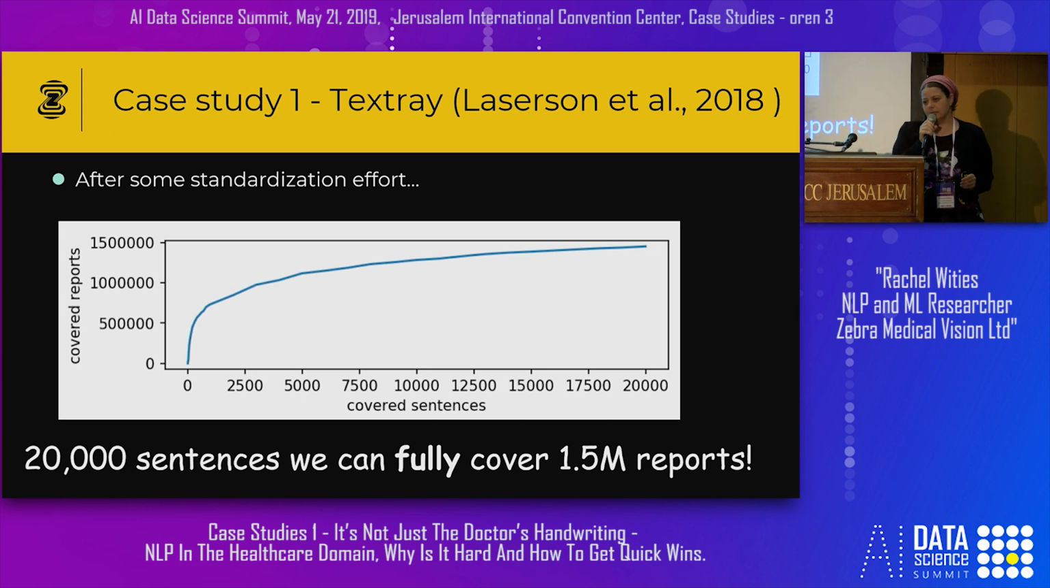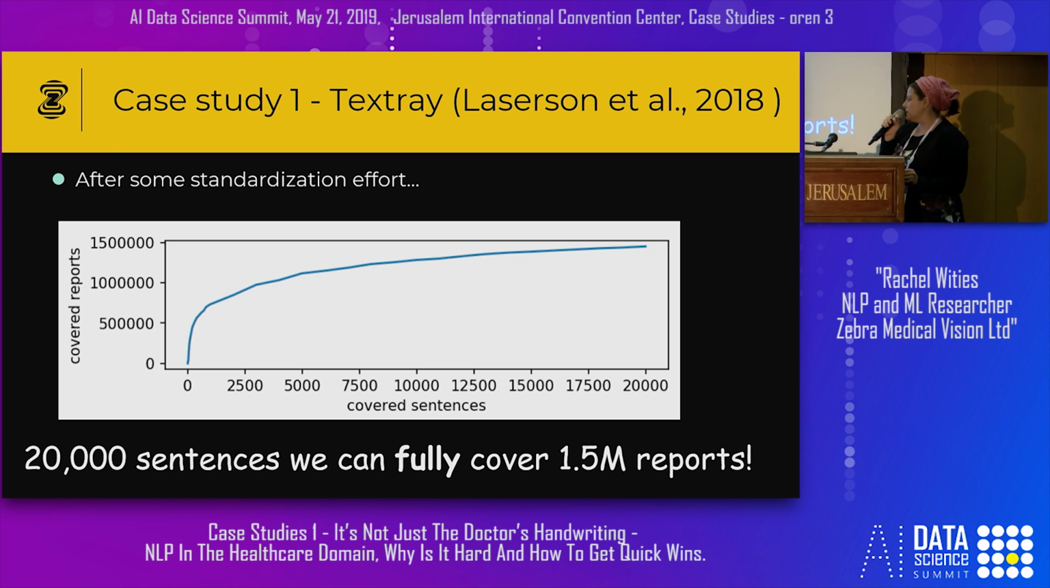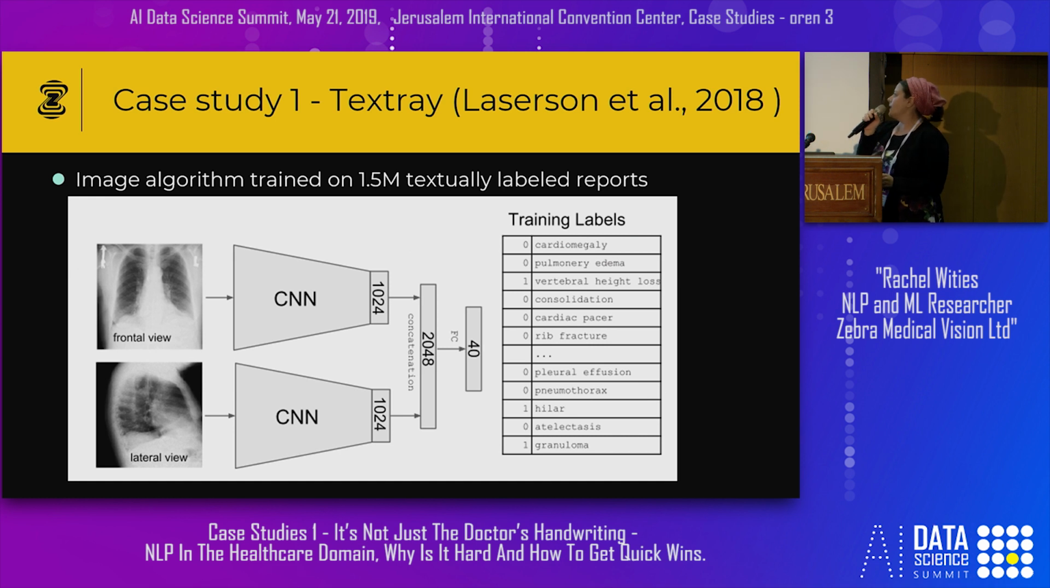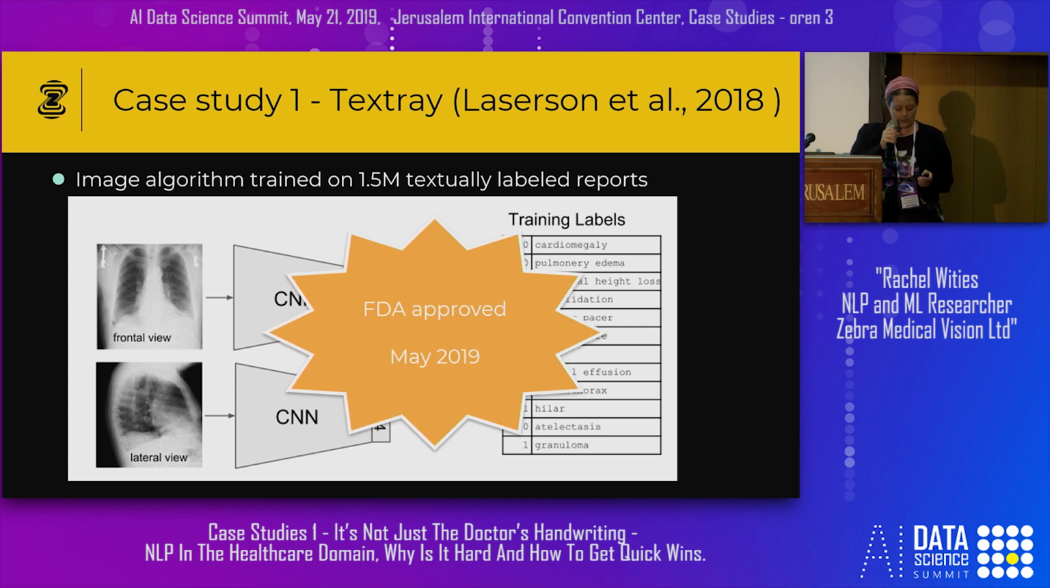So what he did was just tagging those 20,000 sentences with medical students, and it took about 2 months. And in the end, he had 1.5 million reports labeled without any learning or understanding how medical Hebrew works. Okay, and what he actually did with those labels, like I said before, he used them to train an image algorithm. And I'm happy to say that about a month ago, a product that was based on this algorithm received an FDA approval. Much happiness.